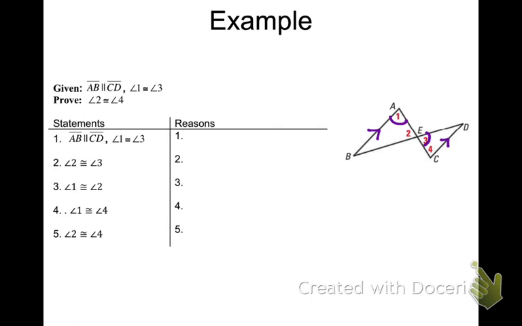Okay, so now we've got a bunch of theorems that we just got from 3.2. We have the theorem that says if we have parallel lines, then we know that corresponding angles are congruent. If we have parallel lines, then we know alternate interior angles are congruent. If we have parallel lines, then we know we have alternate exterior angles that are congruent. And if we have parallel lines, then we know that we have consecutive interior angles that are supplementary. Those are all of our if-then statements to work with.